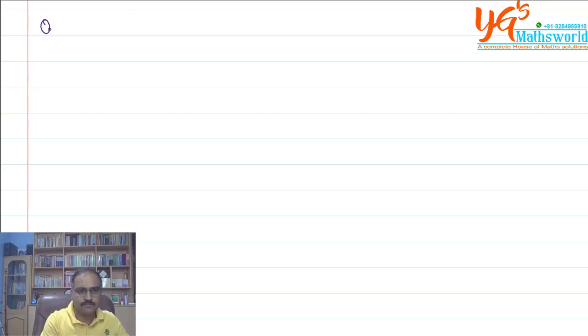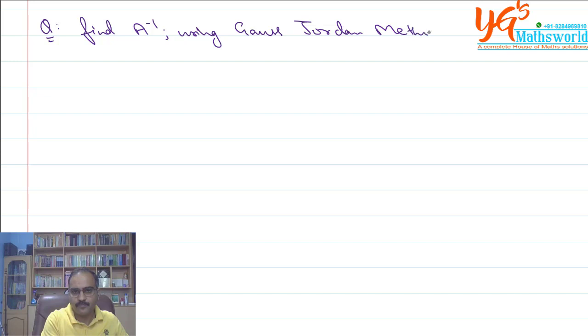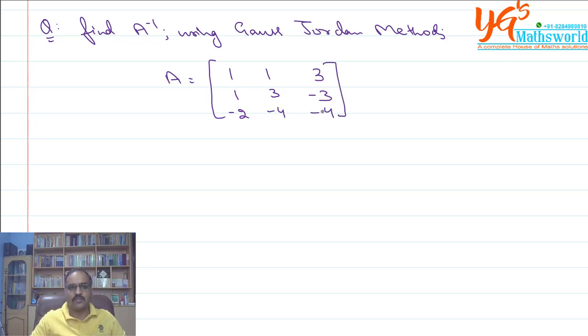So the question is, find A inverse using Gauss Jordan method, and they have given us the matrix A equal to [1 1 3; 1 3 -3; -2 -4 -4]. Okay, now this is the given matrix. So first of all, if we look at the matrix, it is a 3 by 3 matrix.